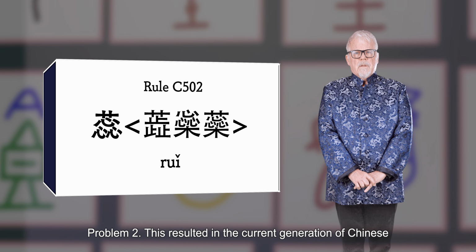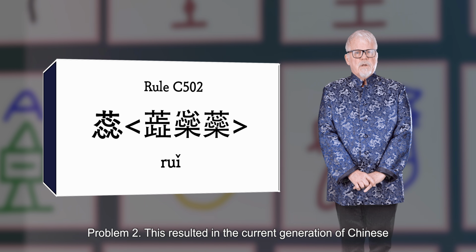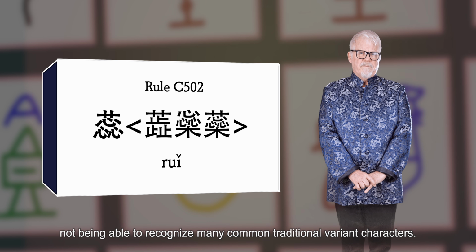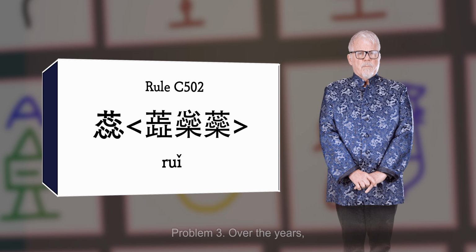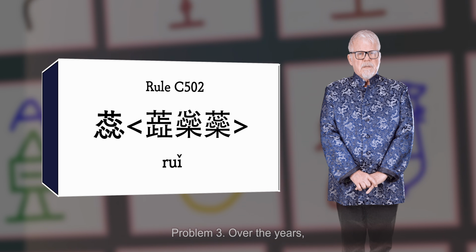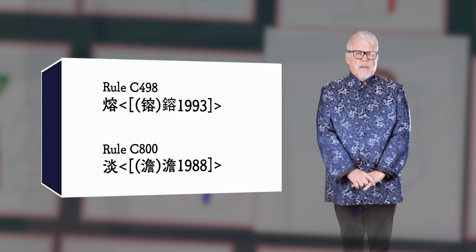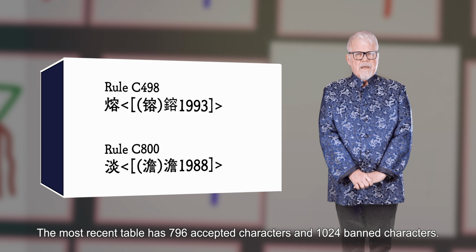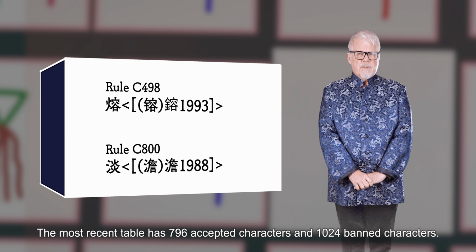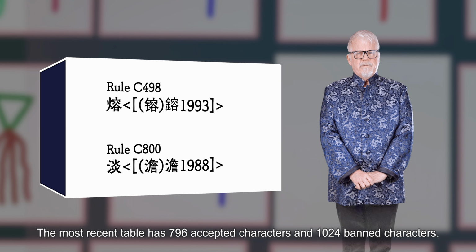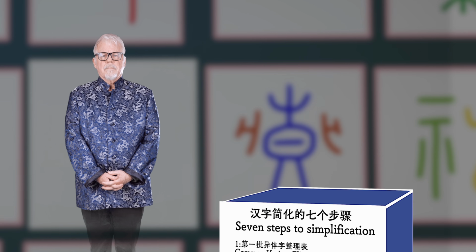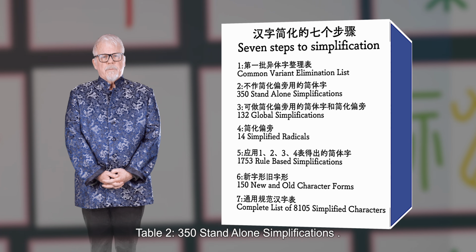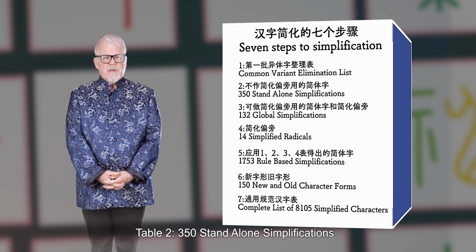Problem 2. This resulted in the current generation of Chinese not being able to recognize many common traditional variant characters. Problem 3. Over the years, some modifications were made and some banned characters were resurrected. The most recent table has 796 acceptable characters and 1,024 banned characters. The second step in the simplification, Table 2, 350 standalone simplifications.